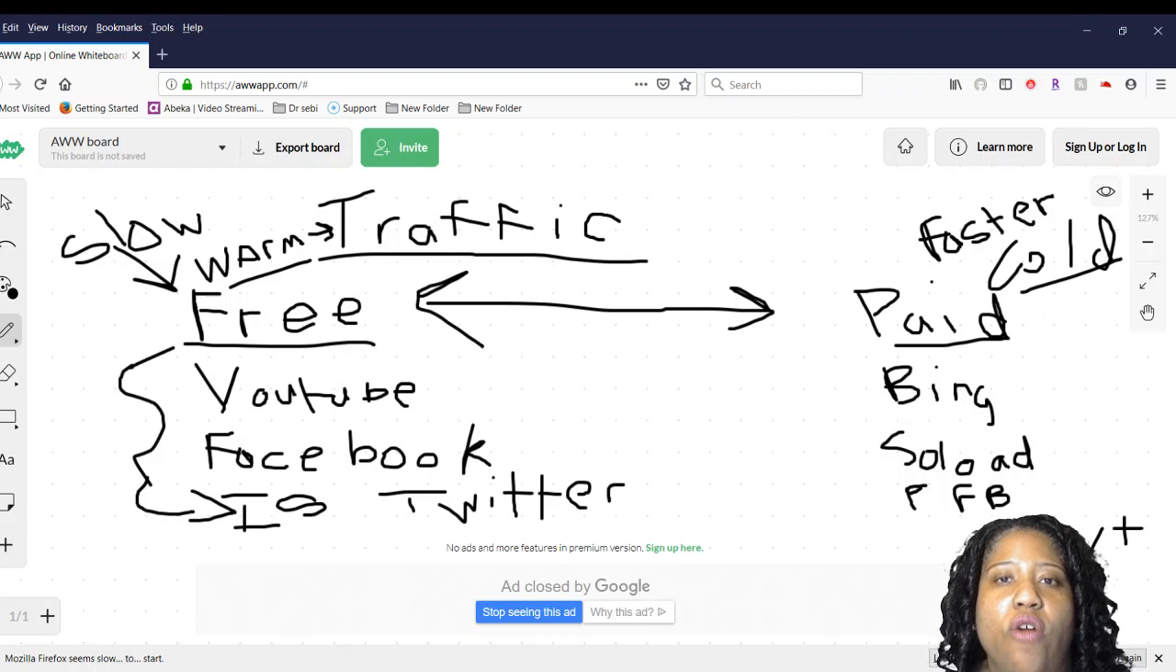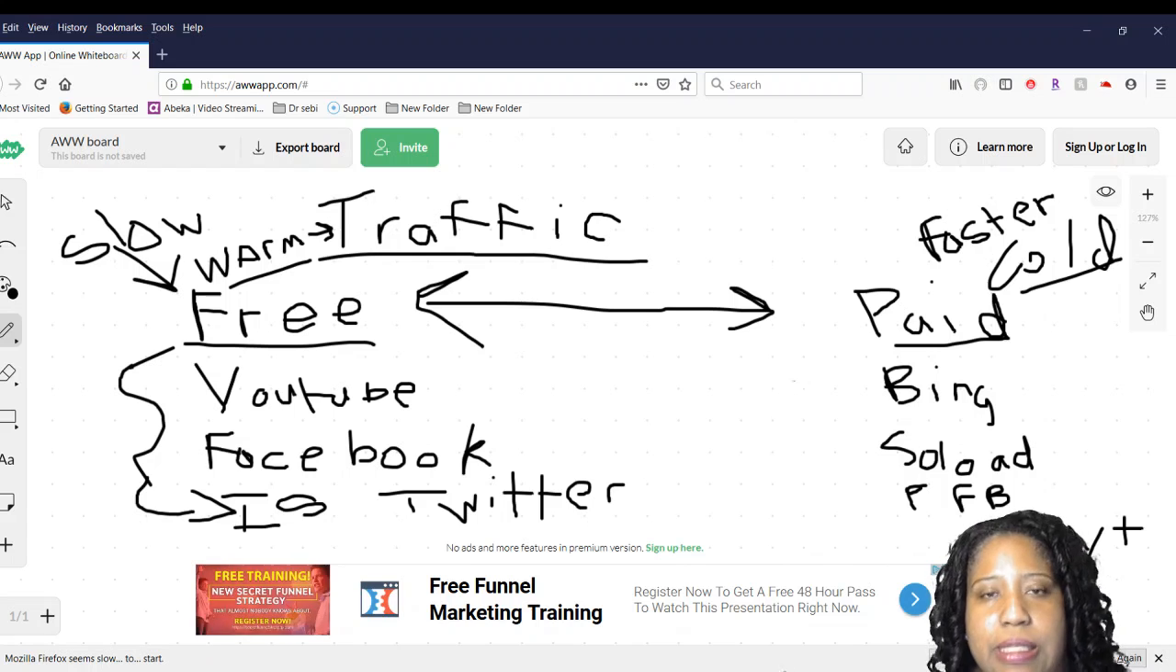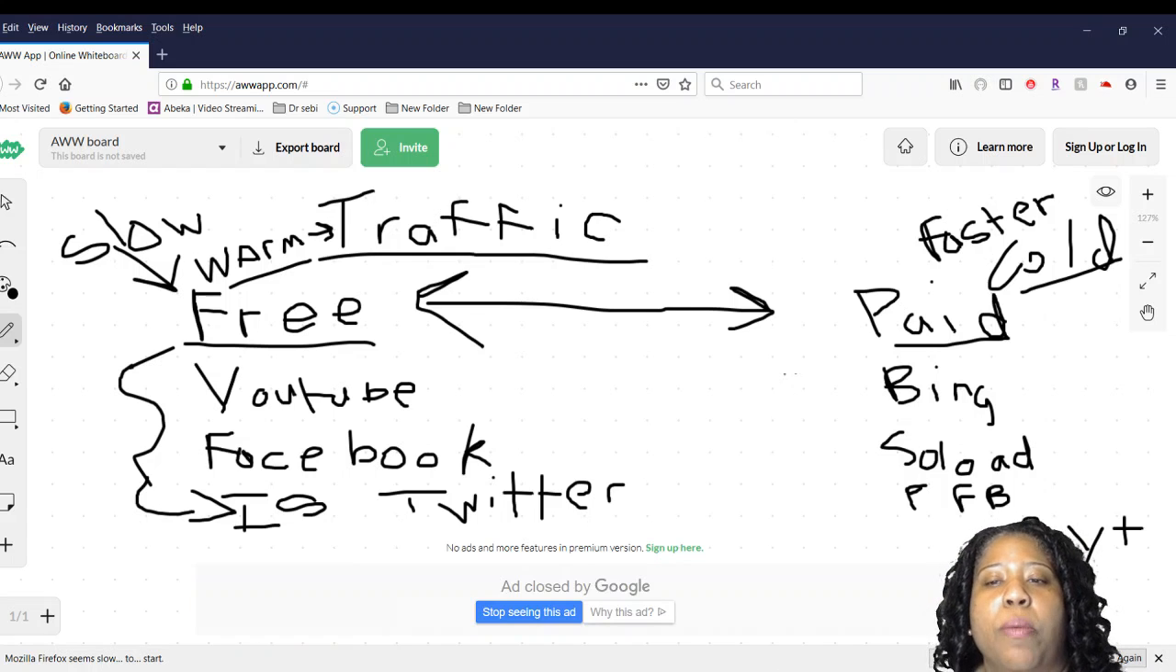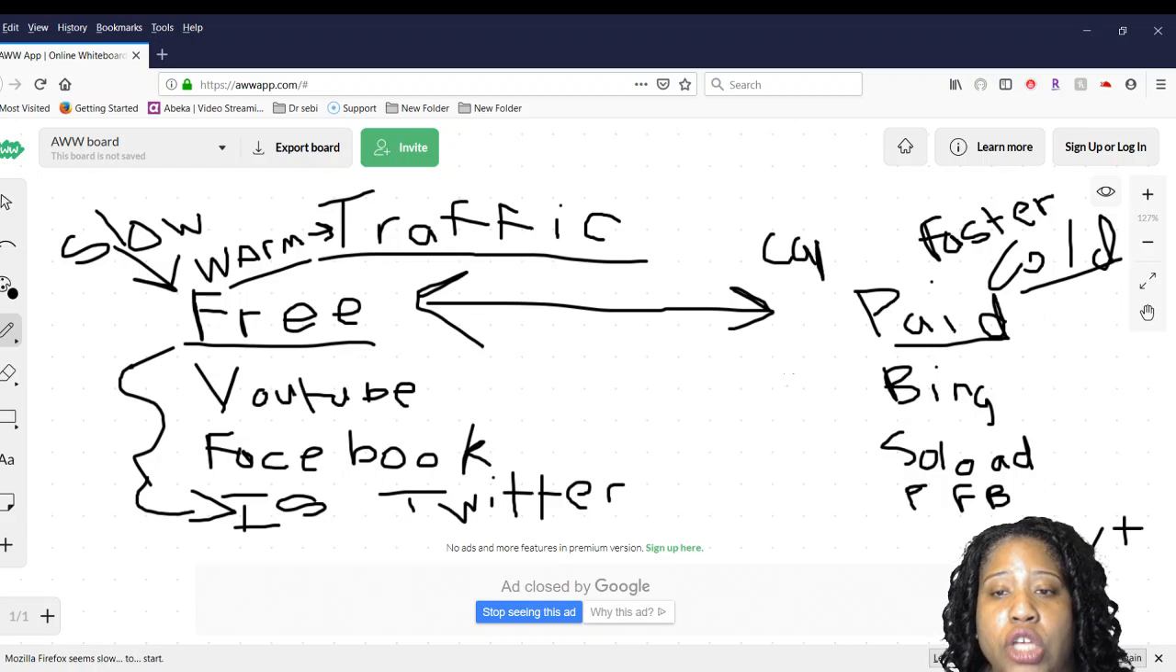We're starting off all in different places. So no one can say that paid traffic is much better than slow traffic, because there's a lot of things to take into account. Number one, how much capital do you have? Because paid traffic does take capital. So if you're new to the online space, do you have any capital?